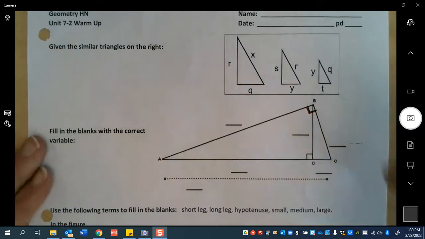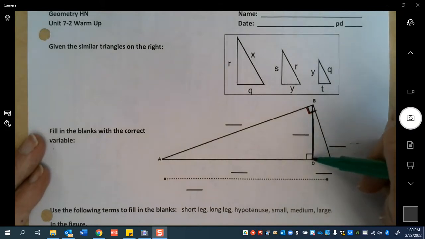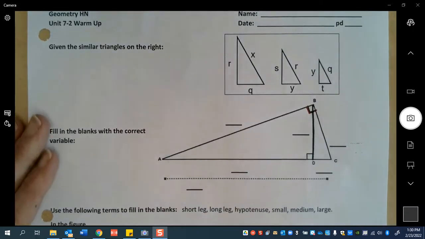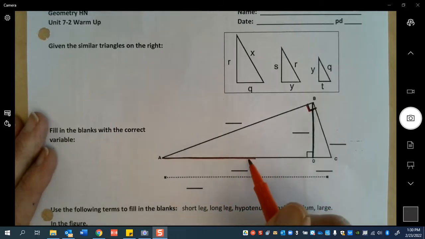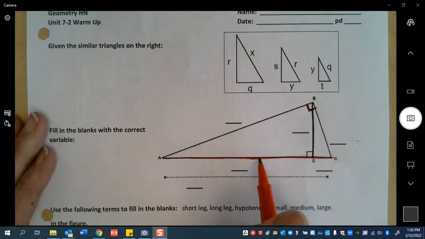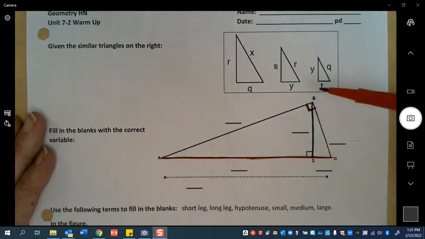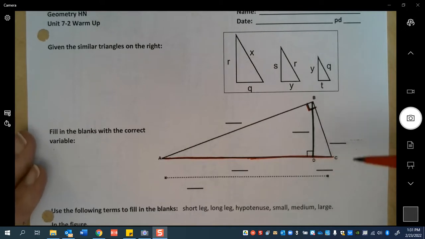Our altitude is going to be this side here. This is the altitude that's drawn from the right angle to the hypotenuse of a right triangle. So it's important to understand these vocabulary words as I'm talking about them. And we want to talk about what ends up happening when I draw this altitude from the right angle to the hypotenuse of a right triangle.